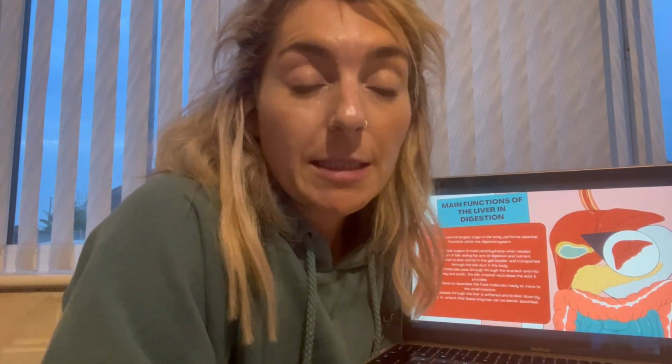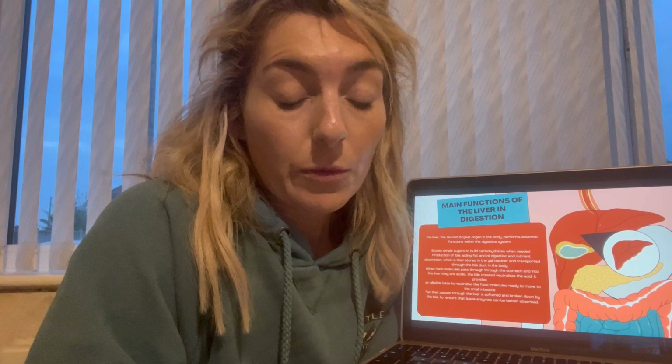The liver, which is the second largest organ, performs essential functions for the digestive system to occur. It stores simple sugars to build carbohydrates when needed. The liver produces bile, aiding fat and oil digestion and nutrient absorption, which is then stored in the gallbladder and transported through the bile duct into the body.